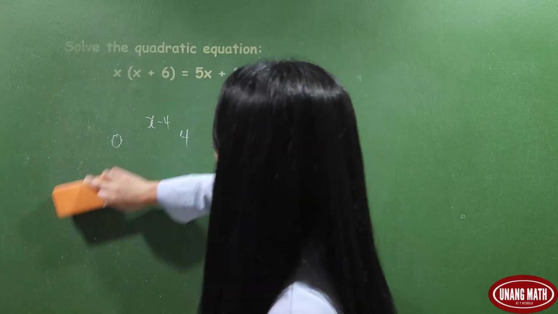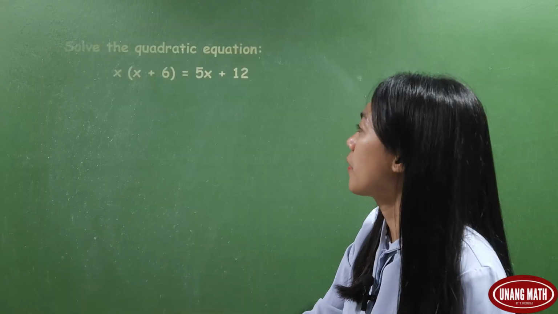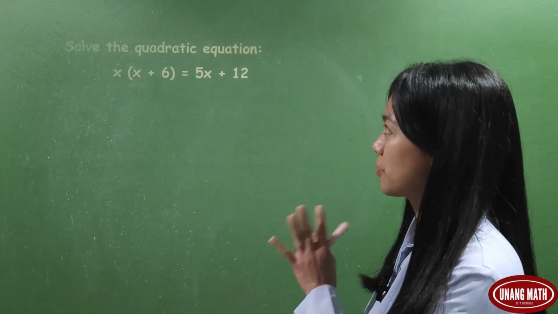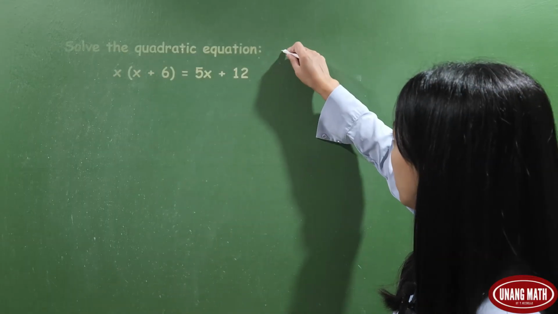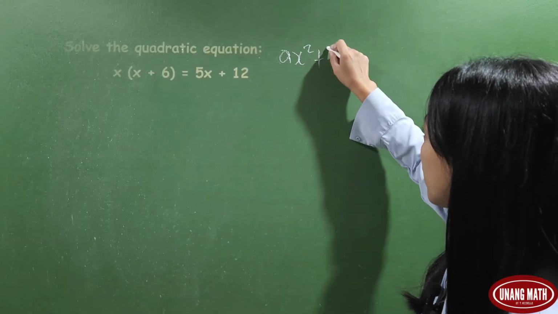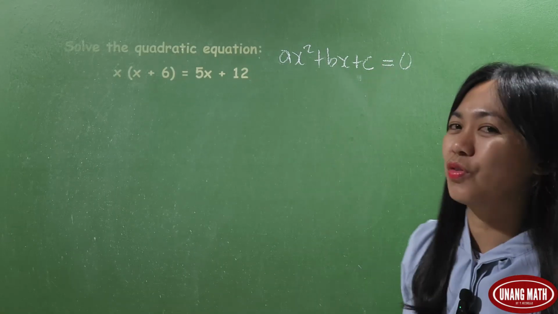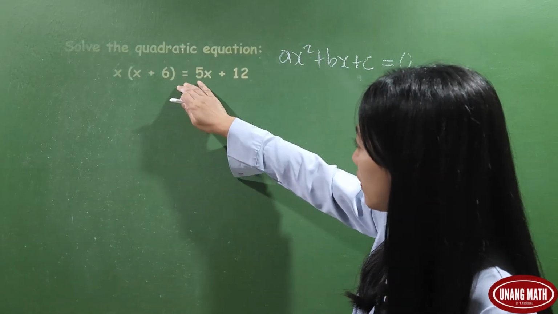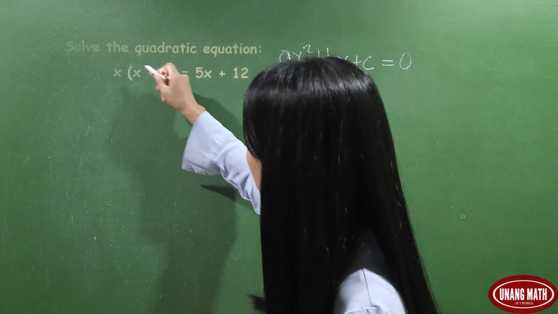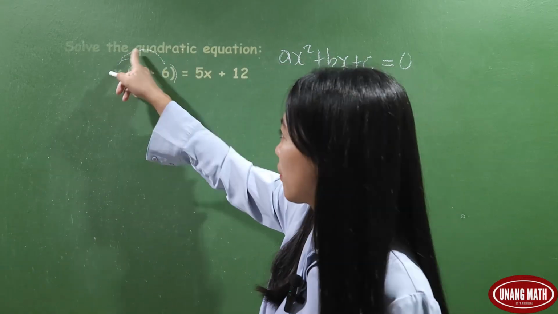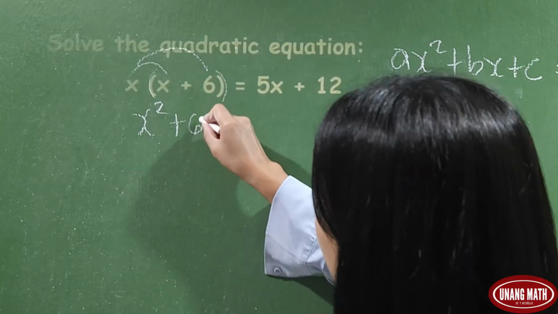Okay, now let's solve this quadratic equation. x times (x plus 6) is equal to 5x plus 12. A quadratic equation, as we know, is in the form ax squared plus bx plus c, and this is equal to 0. To turn this equation into this form, we are going first to remove this parenthesis by multiplying x to each term inside. So we have here x squared plus 6x.